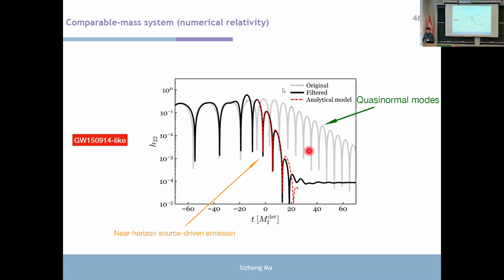You can see that there are a few oscillations over here, which look like a mode, but they don't belong to any quasi-normal modes. It turns out that those few cycles are sourced in the neighborhood of the horizon. Why is that the case? Because in our previous paper, we used a theory to develop an analytic model, which is shown as this black dashed curve, and the agreement is fairly good.